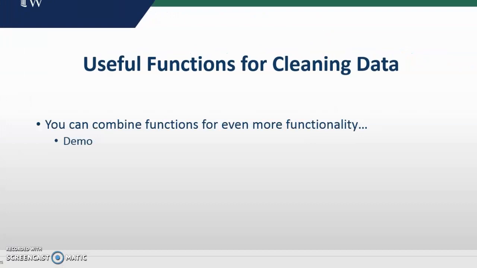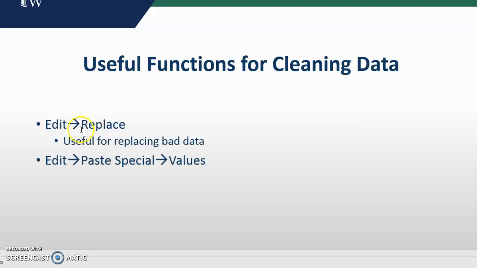Another useful thing to do, and I think this should probably make some intuitive sense, is to use edit replace. So lots of times, for example, you might have some leading zeros, and there are always two leading zeros, where you could just go edit replace and remove those zeros. Or if there's some commas, you could edit replace the comma with a space. Okay. The other thing that is also useful is to edit paste special values.